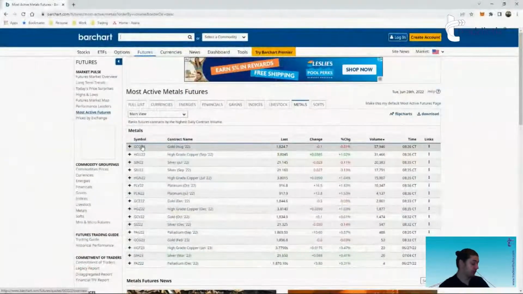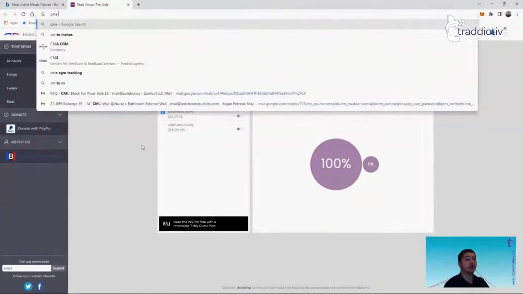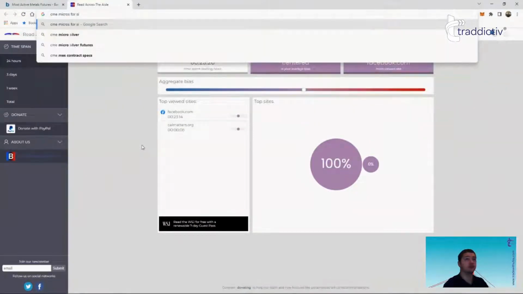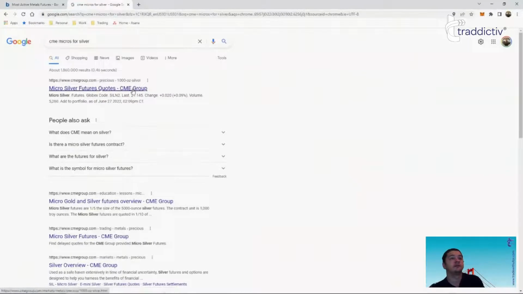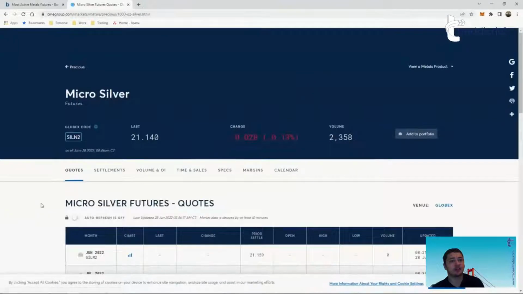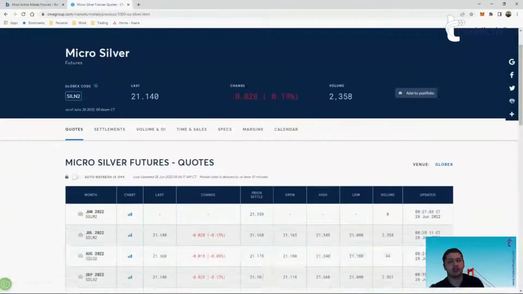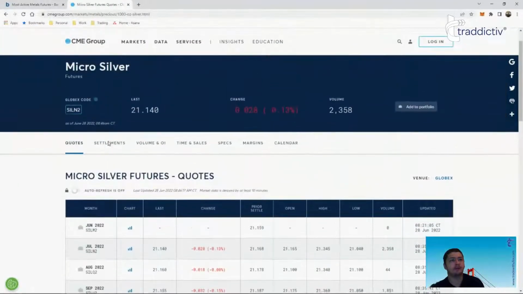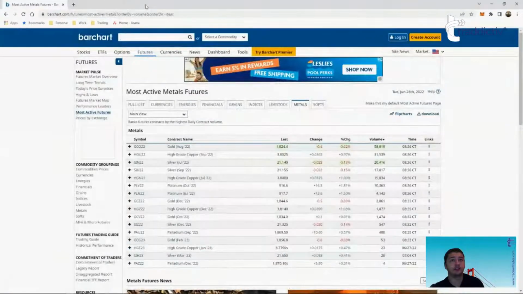Actually, let me double check CME. I don't really trade CME micros for silver. Yep, I assume there was, but sometimes, I just got a notice they opened up micros for heating oil just recently. I thought they always had them, honestly, but maybe there was just not enough volume. But, you know, it's all good.